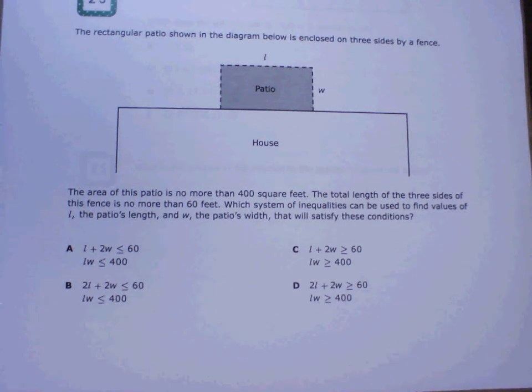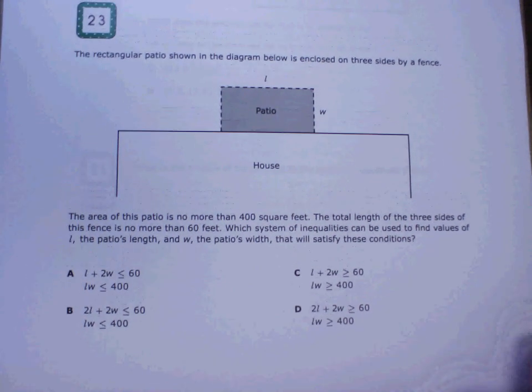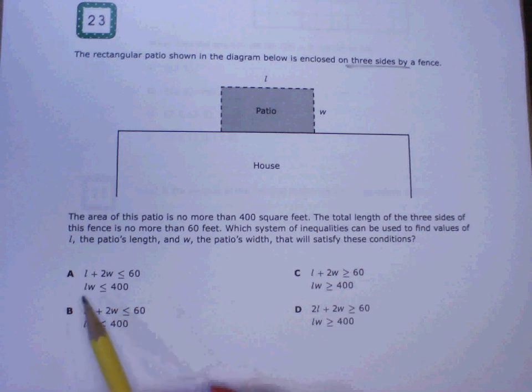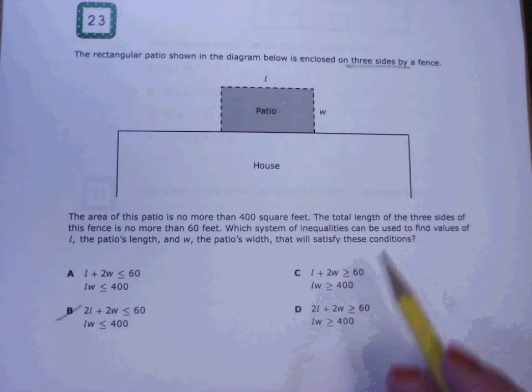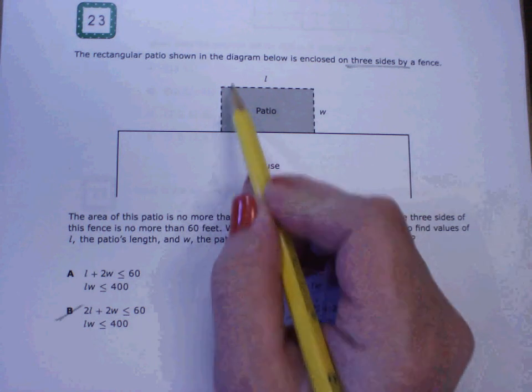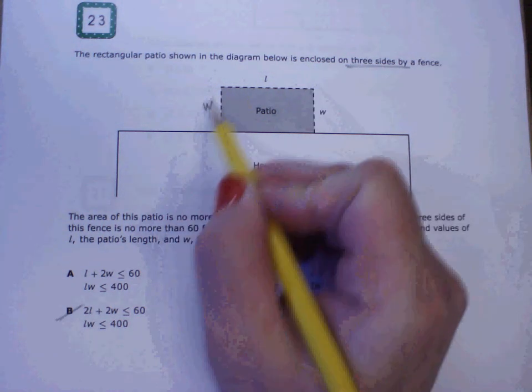All right, the rectangular patio shown in the diagram below is enclosed on 3 sides by a fence. That's important because there's not 4 sides, there's only 3. You can eliminate B and D. Thank you very much, because there's only 3 sides. So for those of you that pick B, you're not reading. And you're not internalizing what this means. There's only 3 sides. They're right there. 1, 2, and 3. This is W.